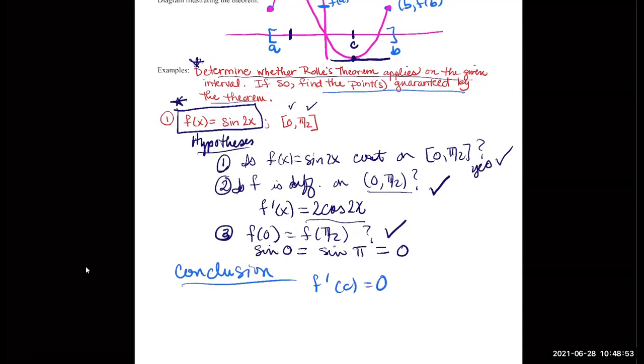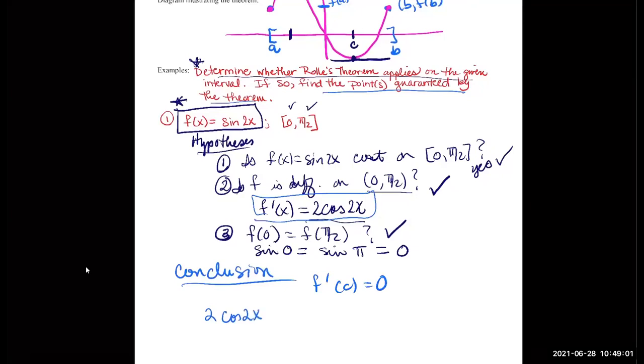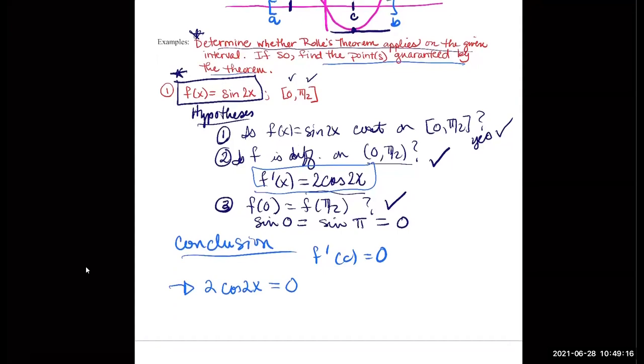So we need to find that value of c. So notice we've already found the derivative right here. So what we are saying is that if we set that derivative equal to 0, it will have at least one solution in our interval. So now I'm solving this equation to find the solutions in our interval. So if I divide both sides by 2, we would have cosine of 2x equals 0.